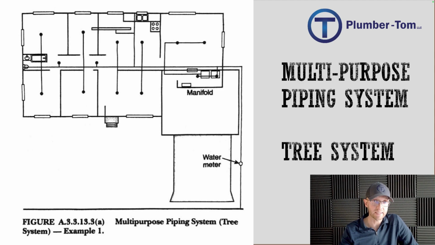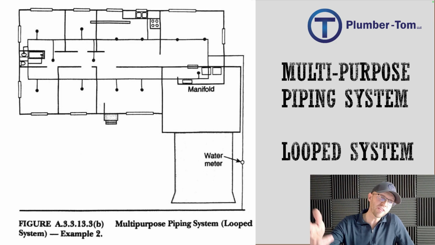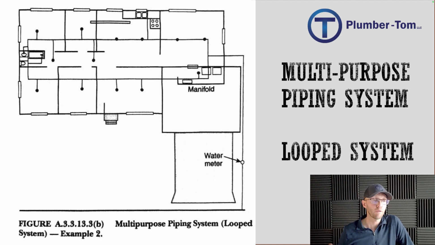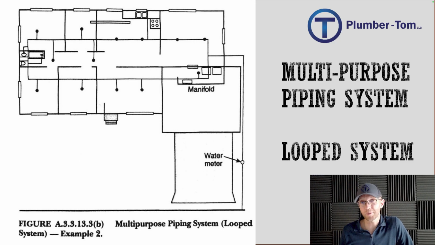Compare that with the multi-purpose piping system called the loop system. In this case, we see the water coming from the meter going to a manifold, and then it is piped into a loop that circles all the way around through the different compartments of the building. From the loop, we branch off for our heads. This may provide some advantages for water flow, where water could be coming to the head from multiple directions.